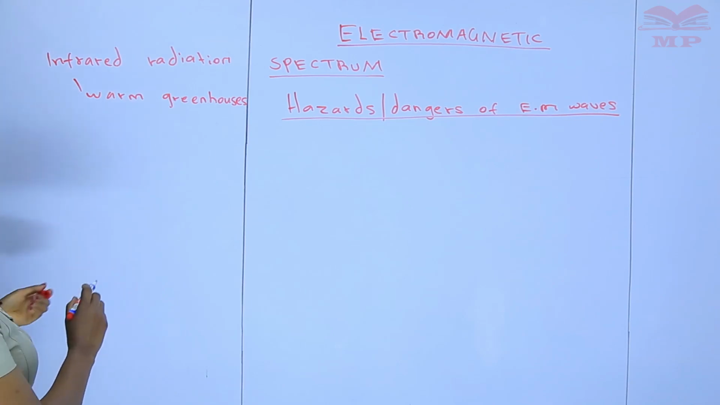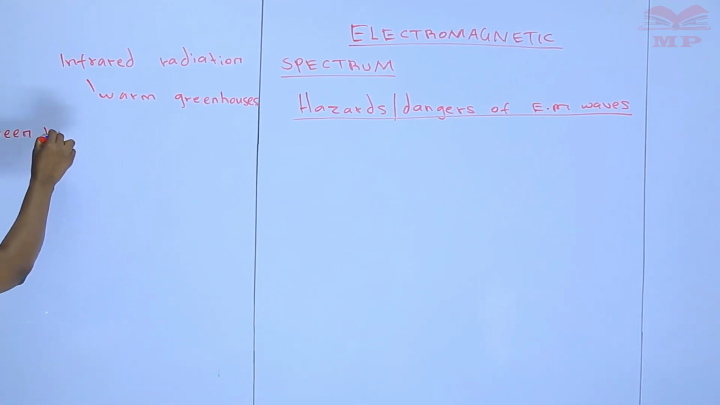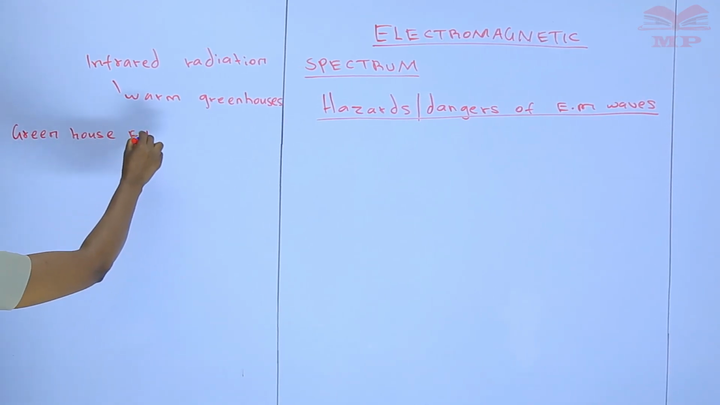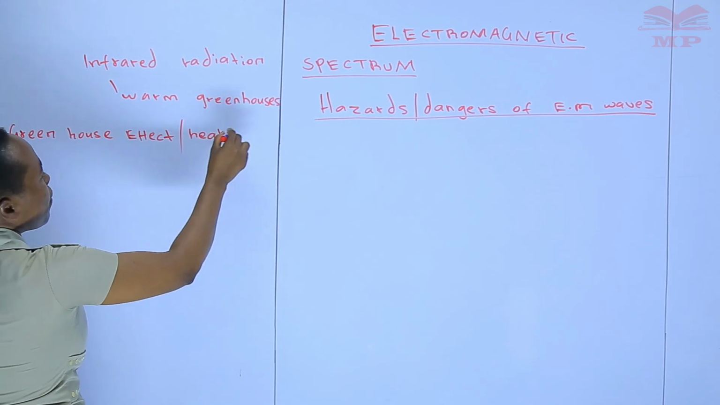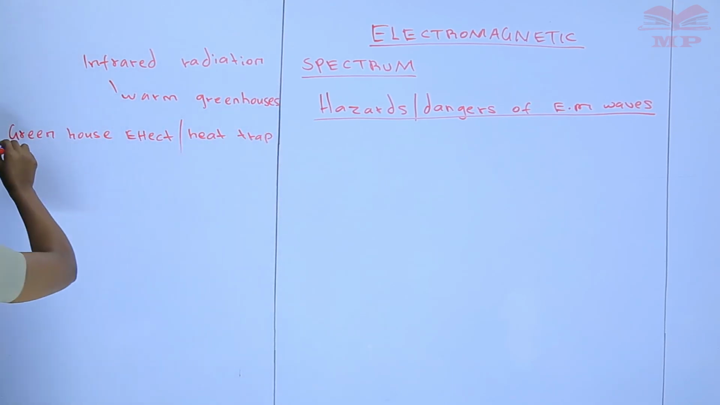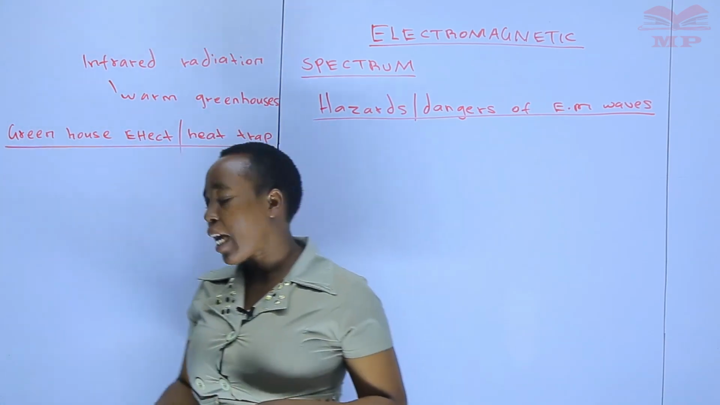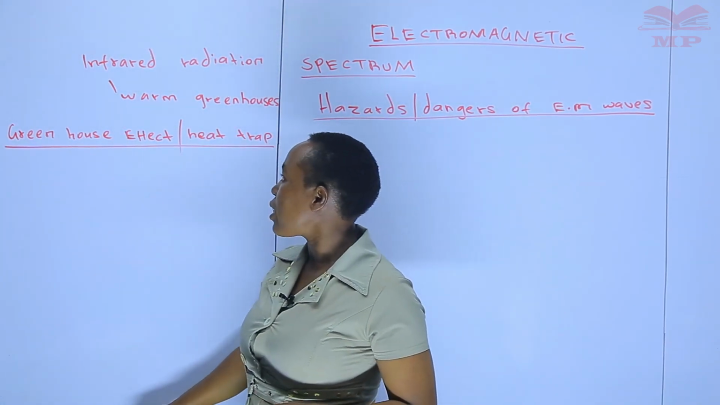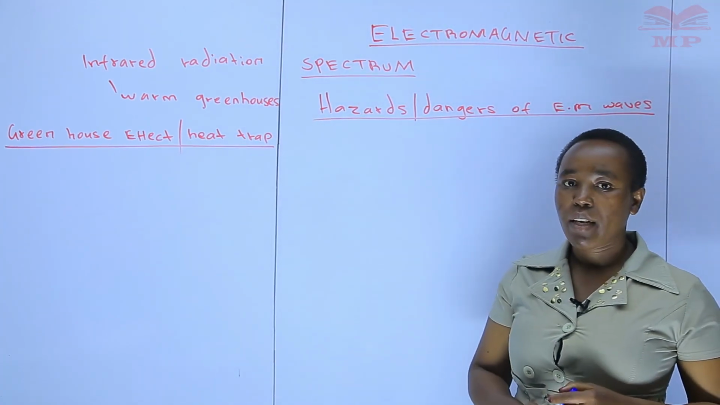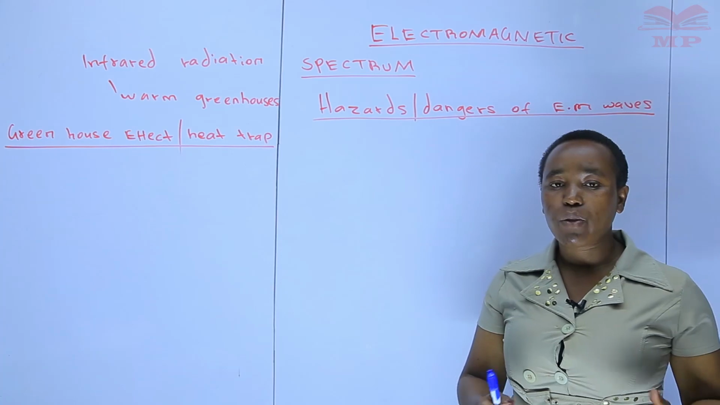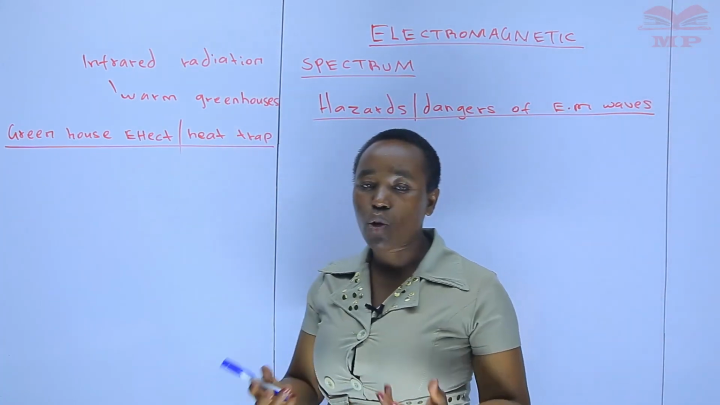So we briefly look at the greenhouse effect. And this is simply what we refer to as the heat trap. We want to look at how heat is trapped in the greenhouse. That is the greenhouse effect. You can be told to explain what the greenhouse effect is all about.